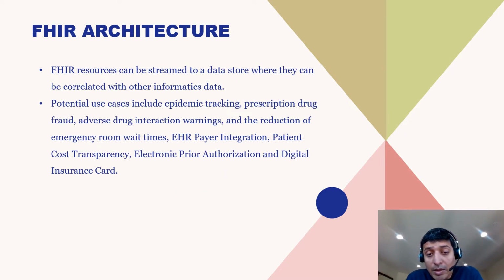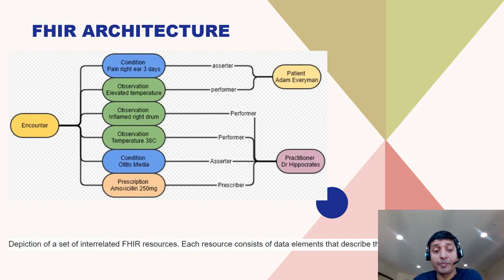FHIR resources can be streamed to a data store where they can be correlated with other informatics data. Potential use cases include epidemic tracking, prescription drug fraud, adverse drug interaction warning, and the reduction of emergency room wait times, EHR payer integration, patient cost transparency, electronic prior authorization, and digital insurance card. These are some of the examples, but there are 40 plus work groups which are currently working on different facets of life to see how these standards can improve health outcomes.